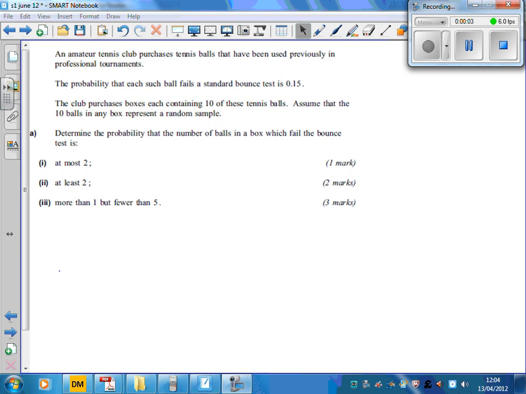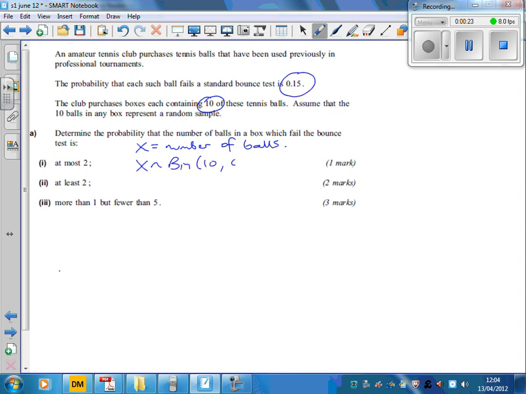Question 6 then is our standard binomial distribution question. We've got 10 things. So x equals the number of balls that fail the test, and x is a binomial, 10 of them, and the chance of failing is 0.15.